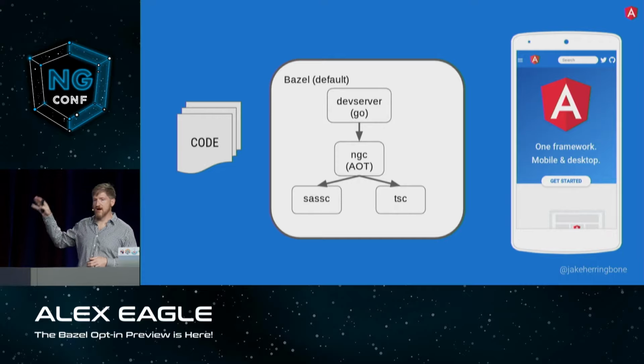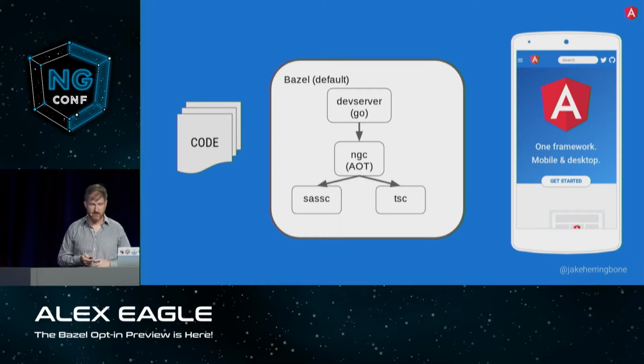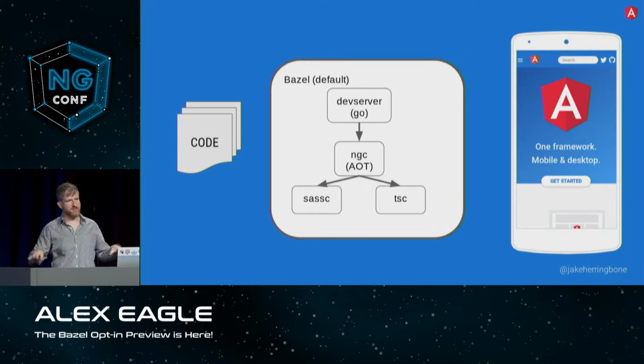Bazel has a graph of what needs to happen, and this is the graph we give you by default when you opt into our new preview. You get one big compilation of the TypeScript code, and at the same time, in parallel, we can do a big compilation of the Sass code, assuming that you're using Sass, just as an example. Both are depended on by running ngc. And finally, that's depended on by running the dev server. So when you tell Bazel to run the dev server, it walks this graph, figures out what work needs to be done, and then your dev server comes up.